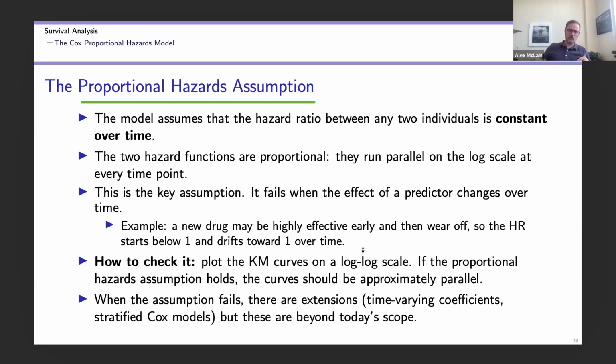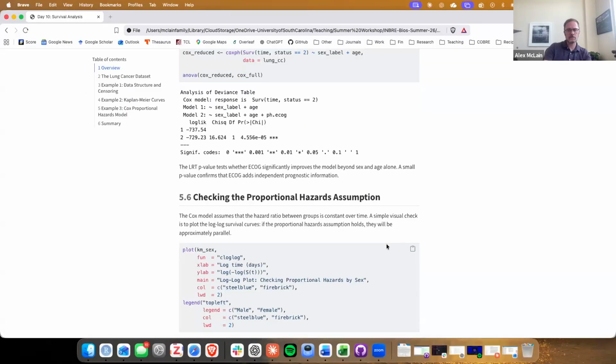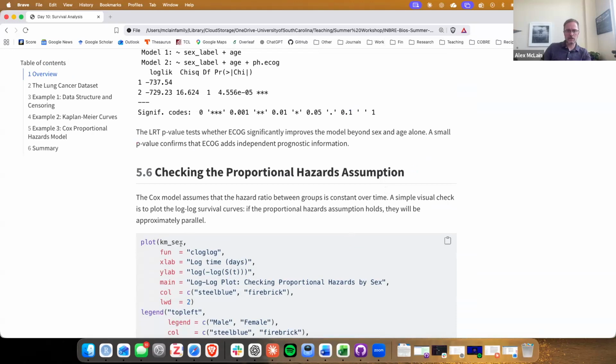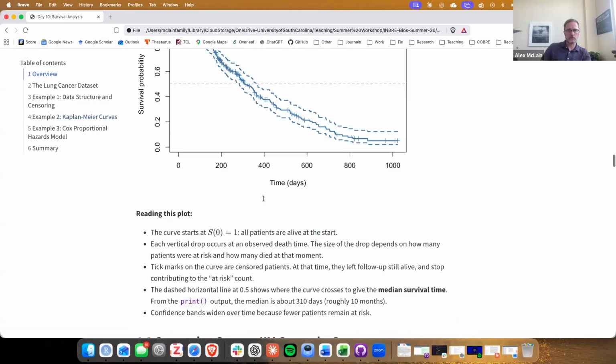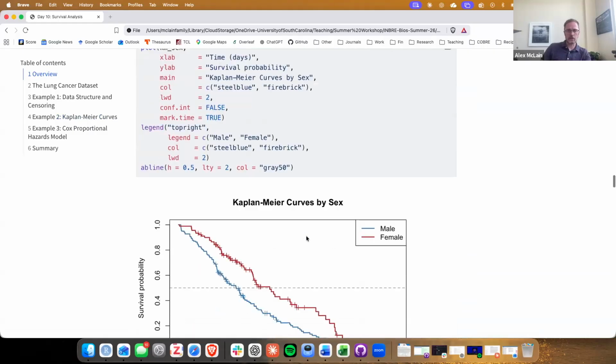How are we going to plot it? Well, what you do is you plot Kaplan-Meier curves on a log-log scale. If the proportional hazards assumption holds, the curves should be approximately parallel to one another. All right, we'll see this. When it fails, we have to go to other methods. So let's take a look at this proportional hazards assumption, particularly for females. So we're going to use that Kaplan-Meier sex object. This is something we created when we looked at the Kaplan-Meier curves by sex. So this was what we created right here and what we plotted right here.